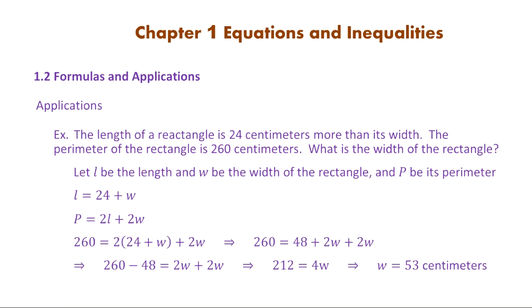So distribute 2 on the right, we get 48 plus 2W plus 2W, and 260 on the left. And then you subtract 48 on both sides. You get 260 minus 48 equals 2W plus 2W. So that reduces to 212 equals 4W. If you simplify it and divide by 4, you get W equals 53 centimeters. Is it good?